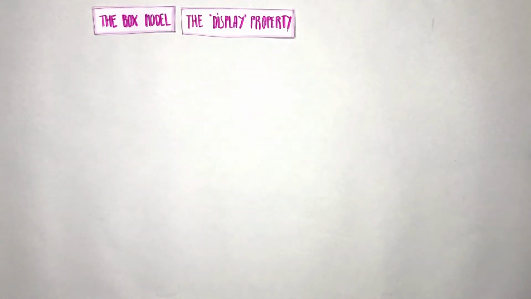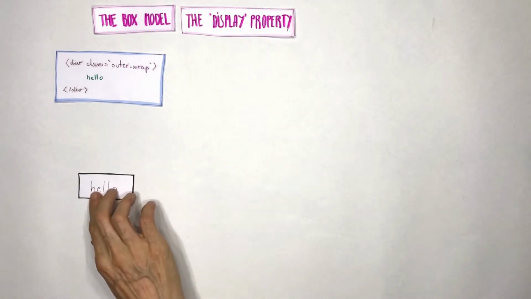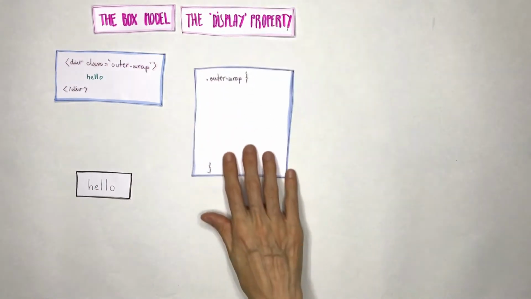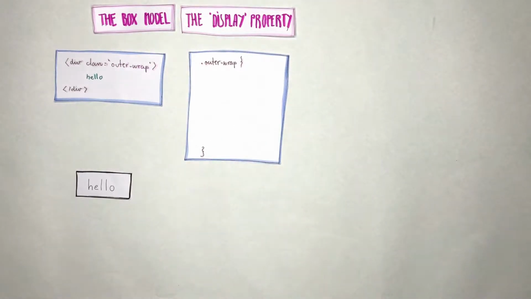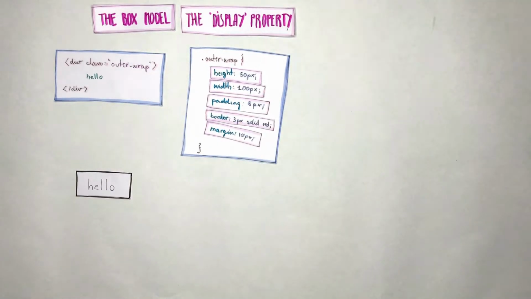We already know that HTML elements are boxes and that those boxes have a content, hello in this case, and that we can add style to those boxes. There are some style properties that affect the box itself, not the appearance of the content. Those are the height, the width, the padding, the border, and the margin. Besides the height and the width, there are other things that affect the box.